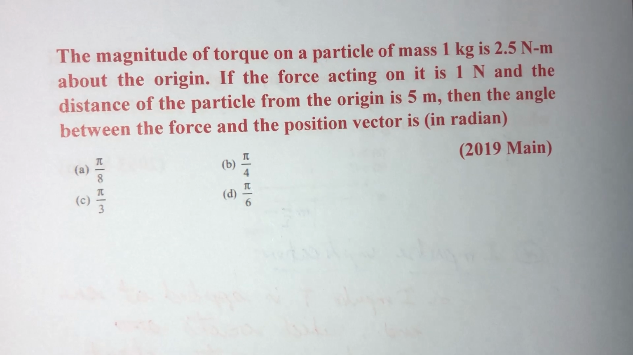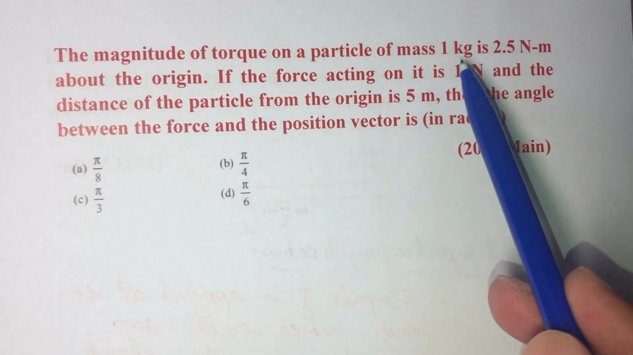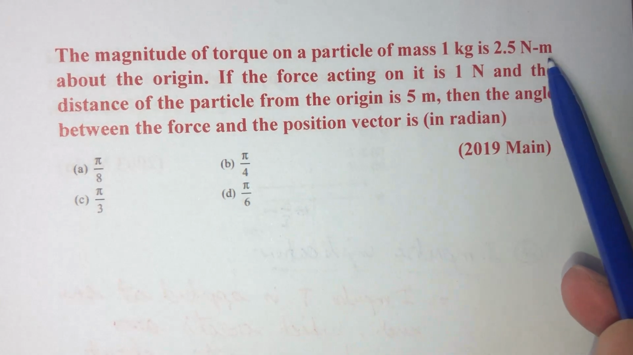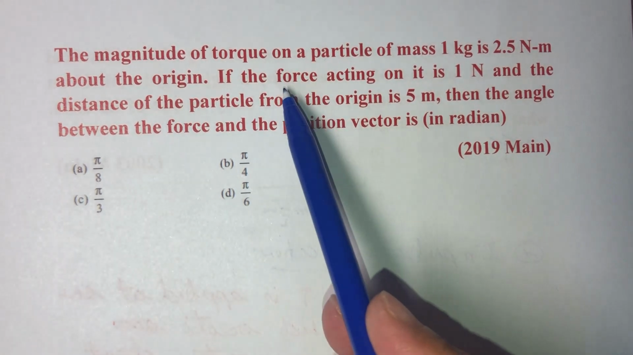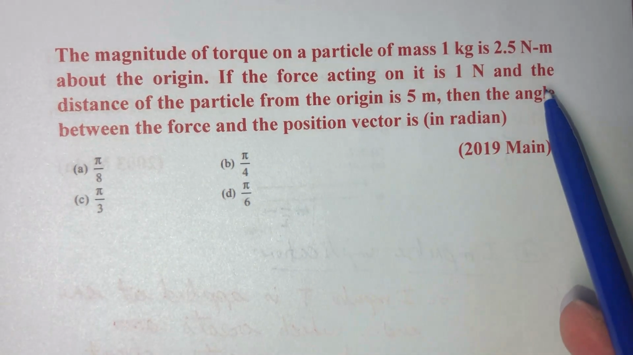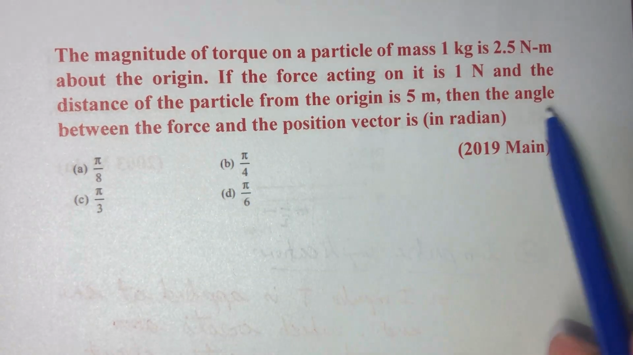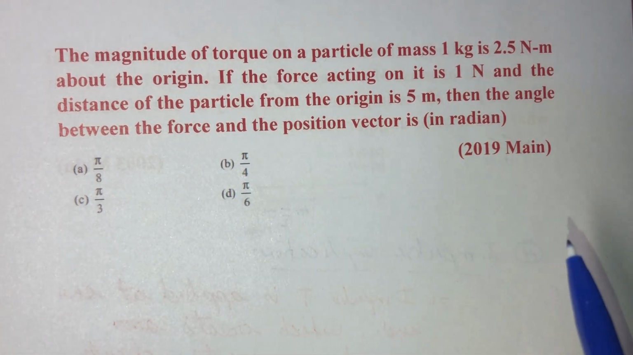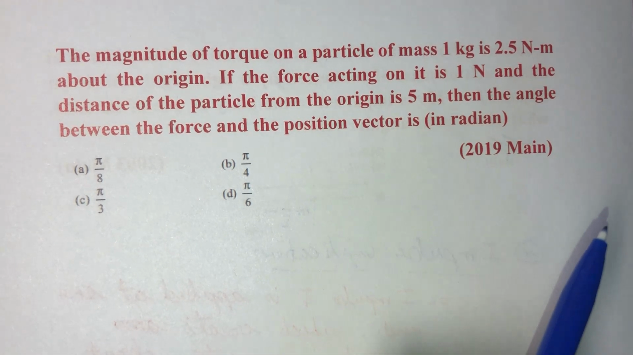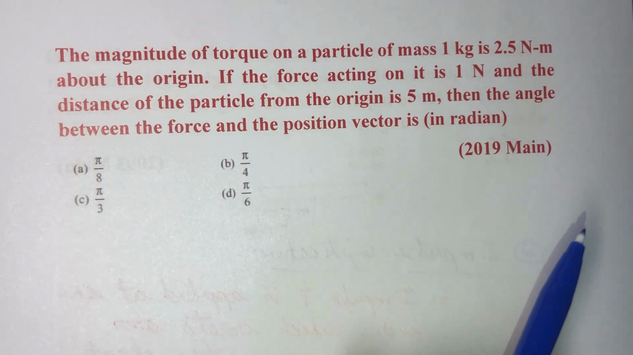Hello friends, in today's question, the magnitude of torque on a particle of mass 1 kg is 2.5 Newton meter about the origin. If the force acting on it is 1 Newton and the distance of the particle from the origin is 5 meter, then the angle between the force and the position vector is. So we have to find out the angle between the force and the position vector.